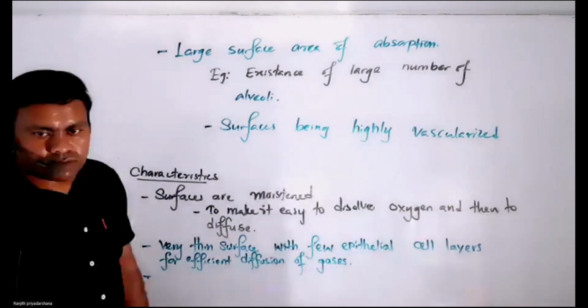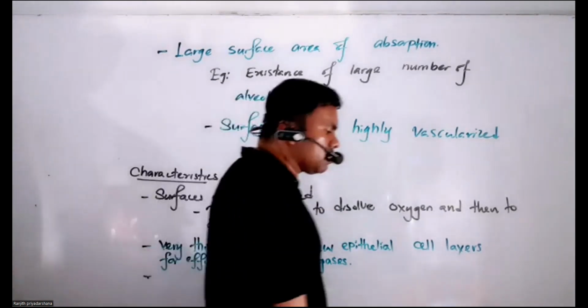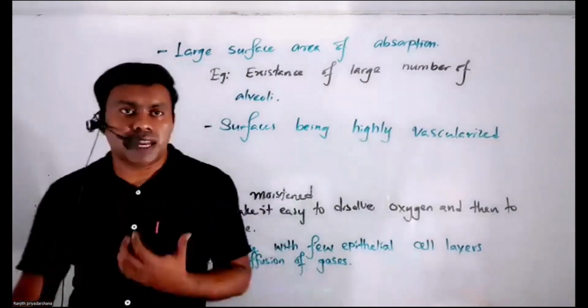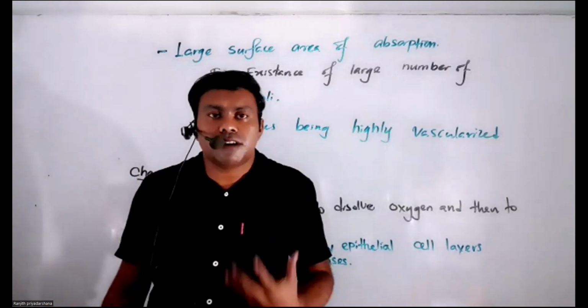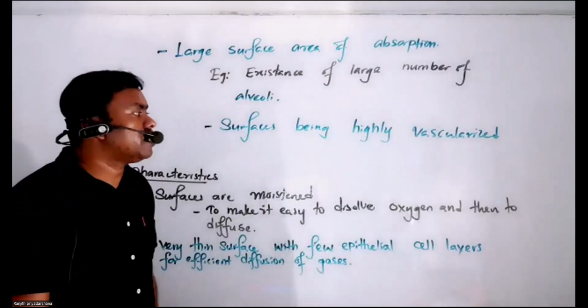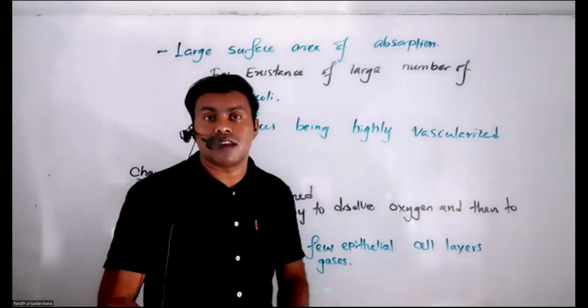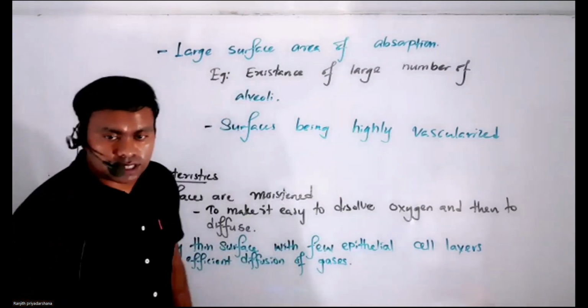Okay, so our respiratory surface is the human alveoli. It has special adaptations. So we have to learn that as well, right? So adaptations of alveoli for efficient air exchange.